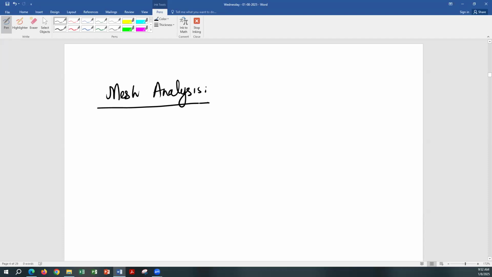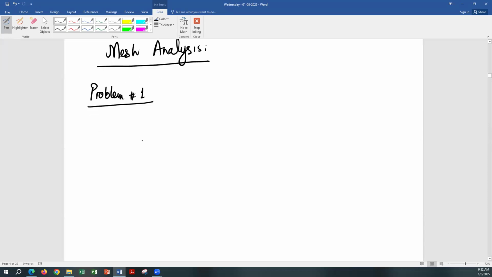There are 3 cases of mesh analysis. And let me do each case quickly before. Let's do with independent sources first, and then we go to the dependent sources. So let's call this problem number 1 for today. And this is case number 1.